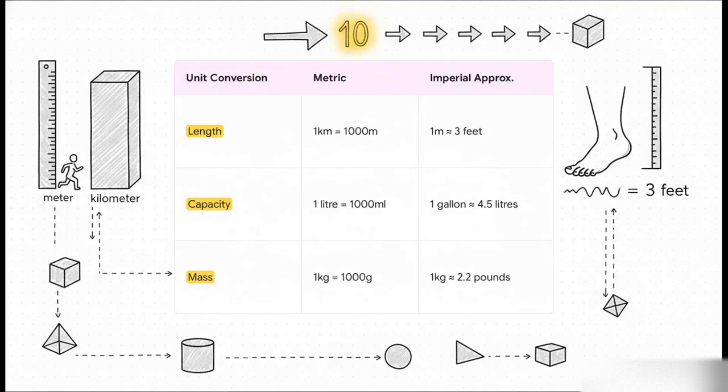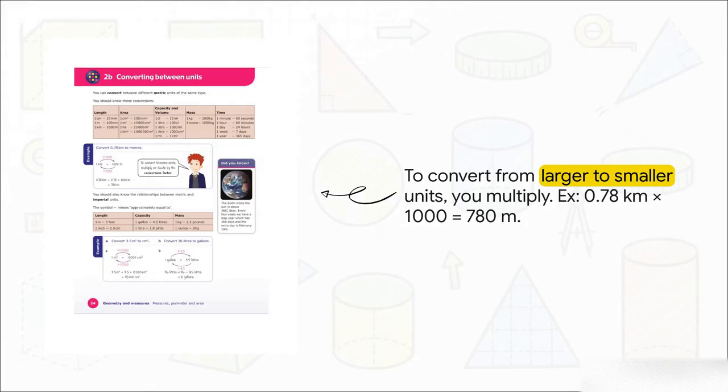And hey, knowing the units is one thing, but knowing how to switch between them, that's just as important. Now, the metric system is awesome because it's so simple. It's all based on powers of 10. Like, there are exactly 1,000 meters in a kilometer. Super straightforward. And we also have some handy approximations for converting to imperial units, like remembering that a meter is roughly 3 feet.